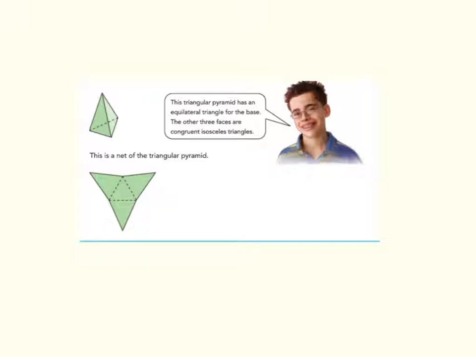Here's a triangular pyramid and the net of the triangular pyramid. The triangular pyramid has an equilateral triangle at its base, and then the other 3 faces are going to be congruent isosceles triangles. Remember, an equilateral triangle has 3 sides that are the same length. An isosceles triangle has 2 sides that are the same length. Can you see how this folds up to create the 4-sided figure or the triangular pyramid with a triangle on each side?